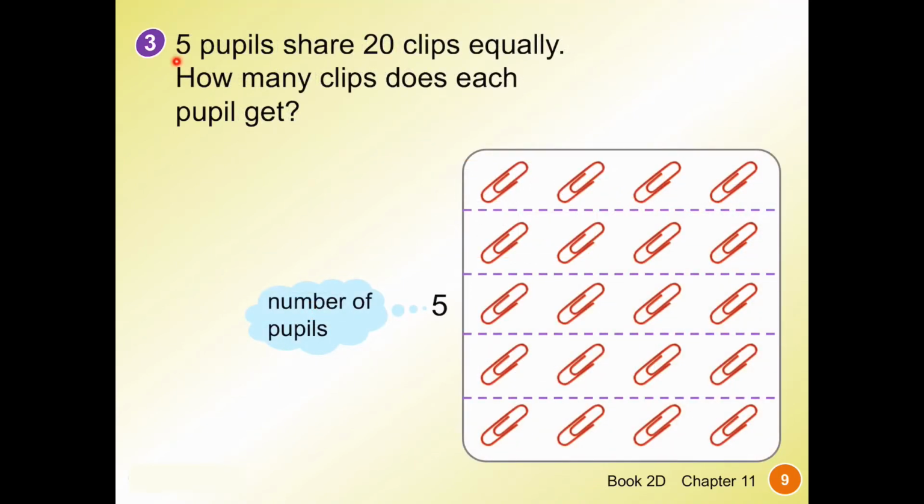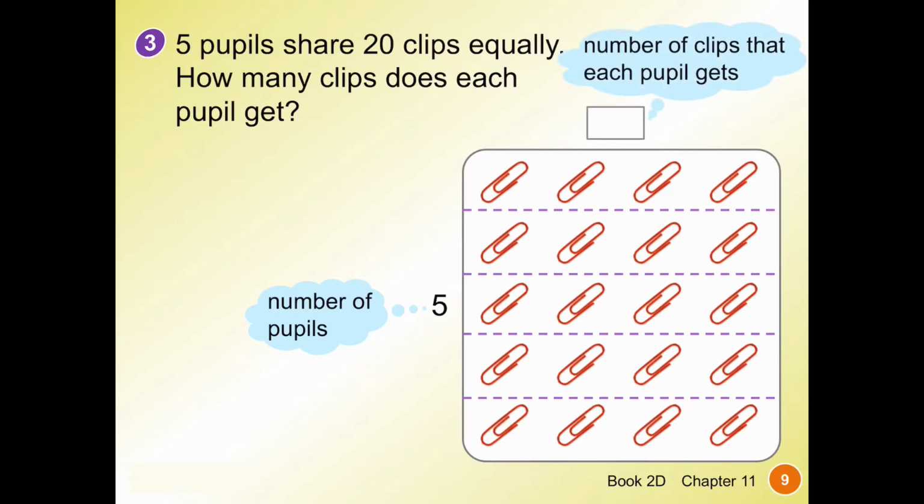Question number 3. 5 pupils share 20 clips equally. How many clips does each pupil get? So once again, we know the number of groups, which is 5 pupils. So we have 5 different groups. And then we'll assign the paper clips 1 to each group first until we are running out of the clips.